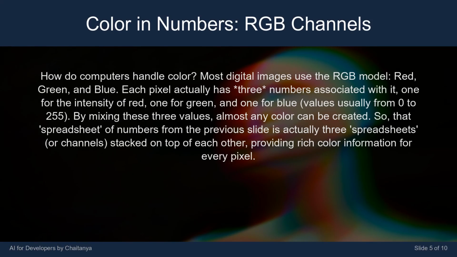How do computers handle color? Most digital images use the RGB model: red, green, and blue. Each pixel actually has 3 numbers associated with it. One for the intensity of red, one for green, and one for blue. Values usually from 0 to 255. By mixing these 3 values, almost any color can be created. So, that spreadsheet of numbers from the previous slide is actually 3 spreadsheets, or channels, stacked on top of each other, providing rich color information for every pixel.